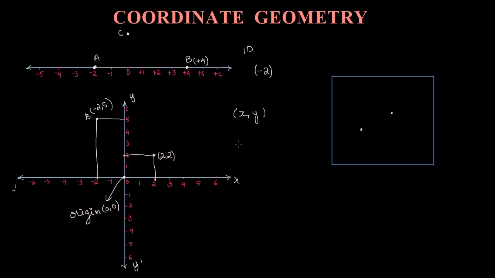Now we will understand how to plot a point if the coordinate is given to you. If it is (-2, 3), how will you plot it? You will find -2 on the x-axis, which is here. Now on the same line you will find 3 on the y-axis. So 3 is here, and this is the position of the point.